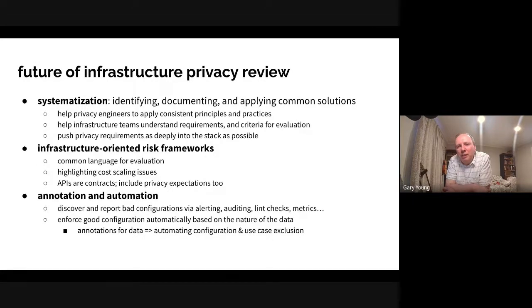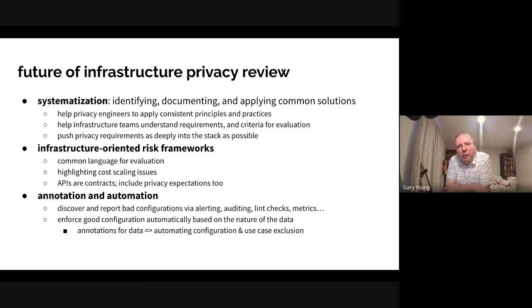So here are some things that we'd like to see in the future of the way that we go about infrastructure privacy review. We want to see a broader systemization of the different types of infrastructure and the different common solutions that we might bring to bear in those situations. So make sure that privacy engineers have a good toolkit of the principles and practices and solutions. We want to make sure we communicate infrastructure requirements to infrastructure engineers rather than product requirements. We want to make sure that we push privacy requirements as deep in the stack as reasonably possible, because this improves the efficiency and scaling of any solution or piece of work that you do to make things better.